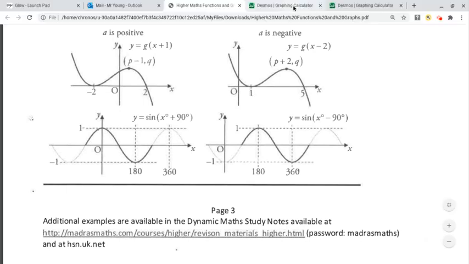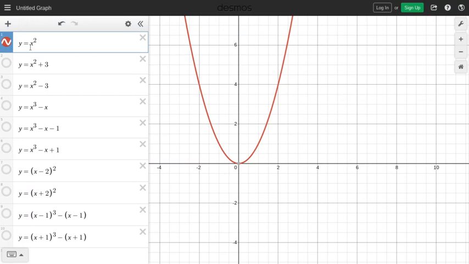Let's have a look at a few more examples. So here y = x². y = x² + 3 should move the whole graph up by 3, which it does. y = x² - 3 should move the whole graph down by 3, which it does. y = (x - 2)². Remember, x - 2 in a bracket should move the graph 2 to the right, which it does. (x + 2)² should move the graph 2 to the left, which it does.